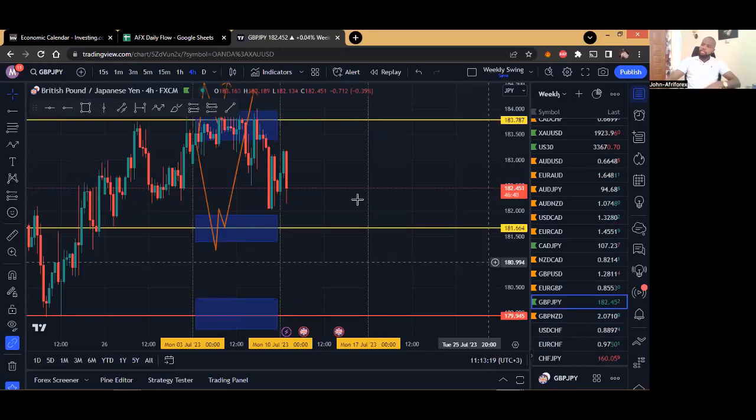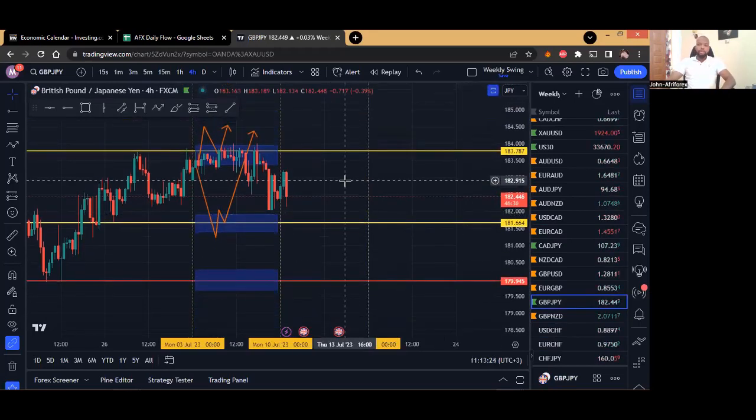But also remember the red SNR at the top. It's a long shot, but it's still possible that the market can end up going back all the way to within that area.